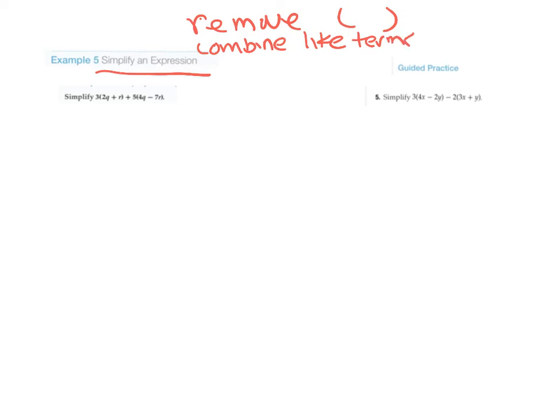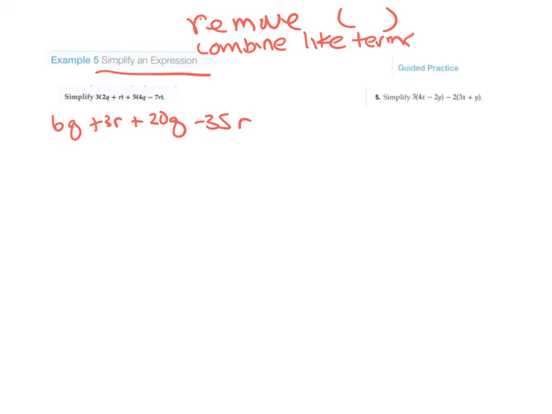So let's look at this expression. And if I remove the parentheses, I'm going to distribute. So 3 times 2q is 6q, and 3 times r is 3r. And then on the other side, I have parentheses also, so I'm going to remove them by distributing. So I get 20q. And then I take 5 times the minus 7r, I get minus 35r. Now once I've removed the parentheses, I want to combine like terms.